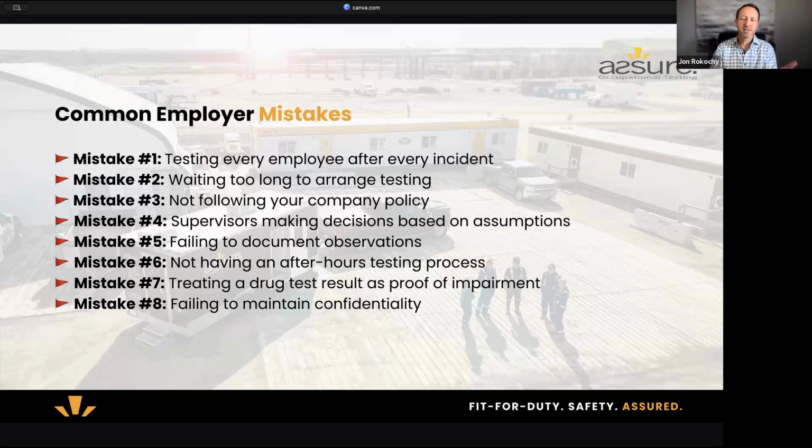What it proves is that the substance was present in their system at the time of collection. There's no drug test that proves impairment. I know this might seem like, well, then why are we doing testing? It's an important piece of evidence. We do testing to show that the drug was present in their system at the time of collection.